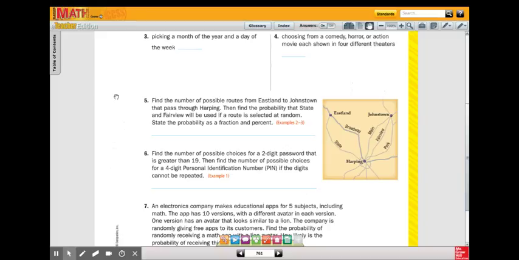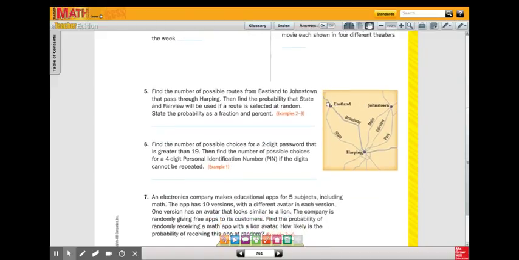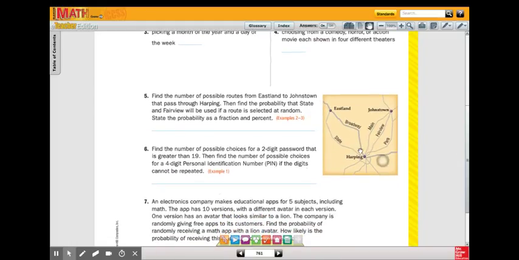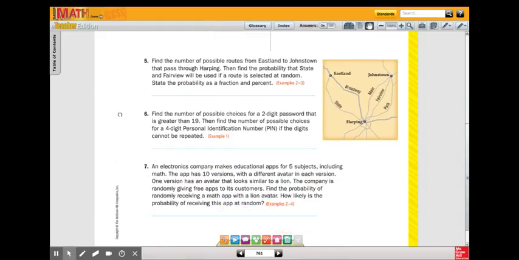5, number of possible routes. And then it does ask for a probability, so make sure you pay attention to that. So you do need to find number of possible routes from Eastland to Johnstown. So you have to look how many choices are there from here to there, and how many from there to there? And then they give you a specific one to look at.